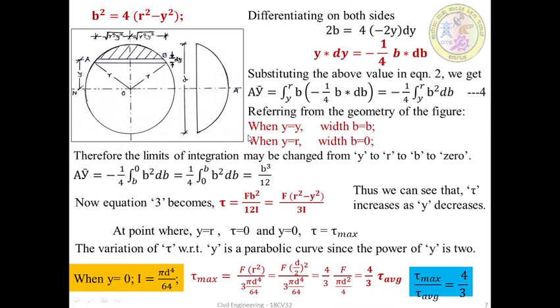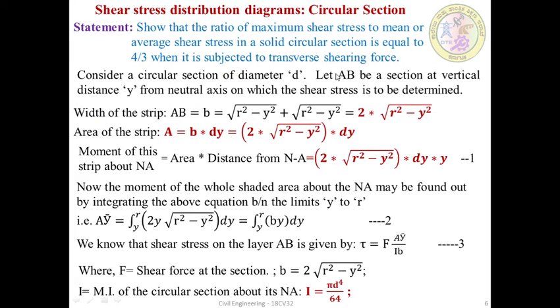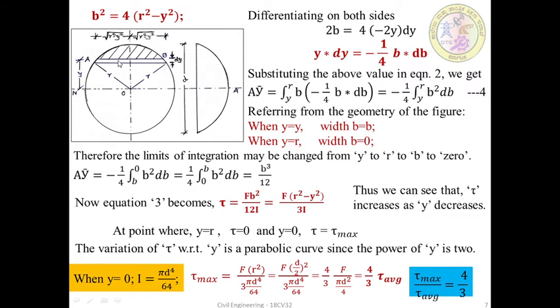So here consider a circular section having diameter small d. Let AB be the section at a vertical distance y from the neutral axis on which the shear stress has to be determined. So let's consider the strip, with strip area at a distance of y from the neutral axis, where the intensity of shear stress has to be determined.